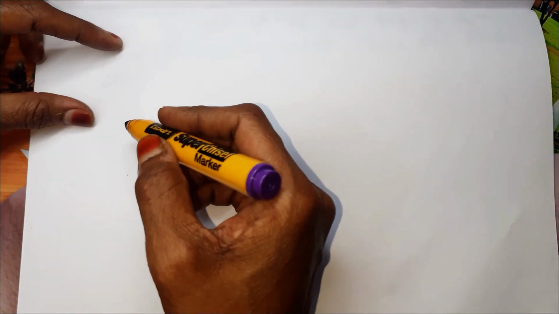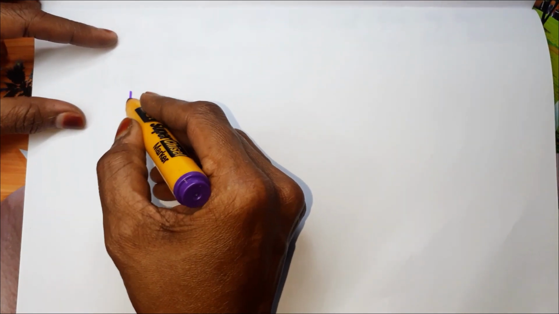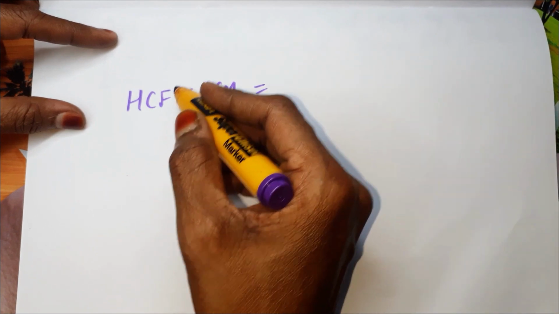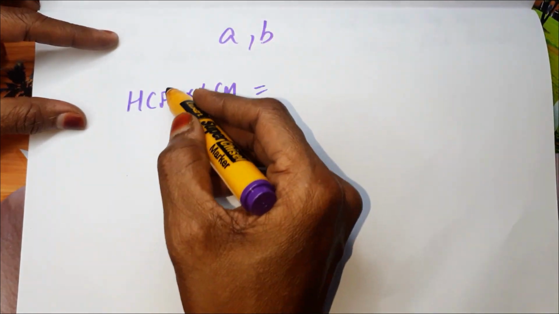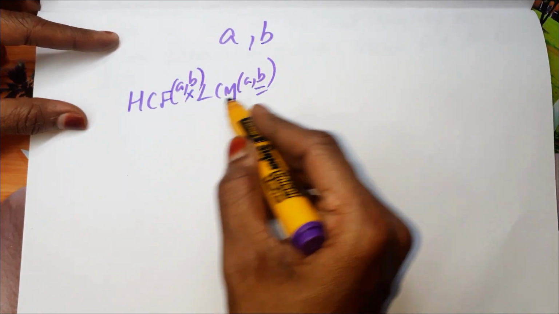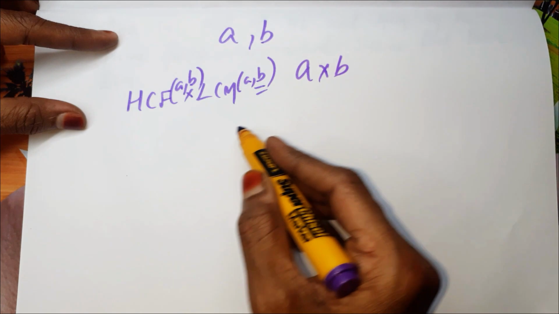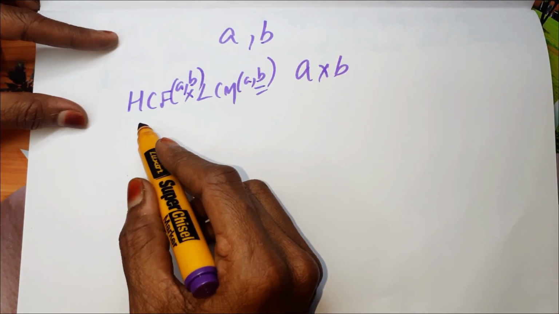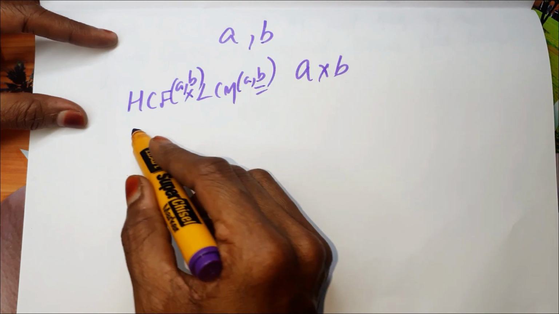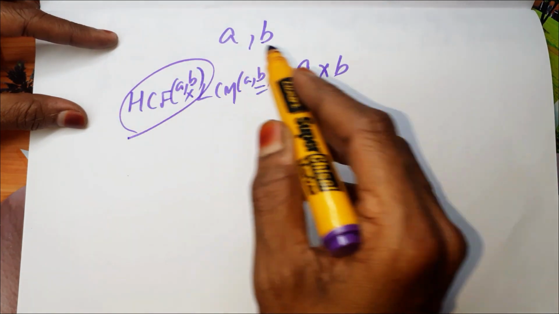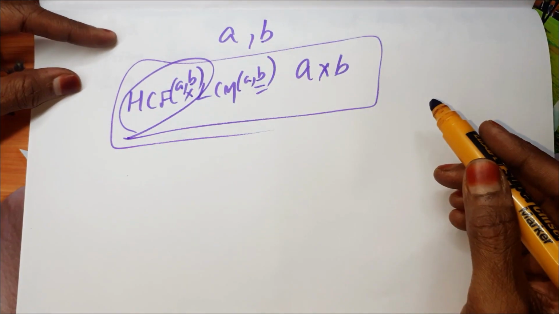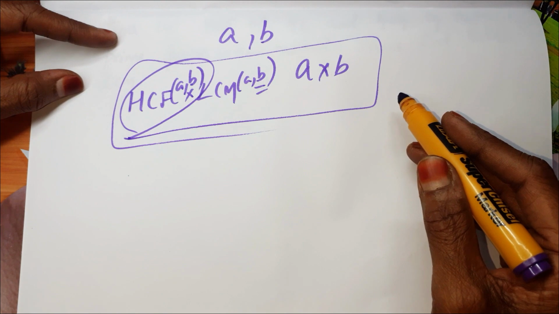So I repeat, what is the property we have? Product of HCF and LCM is equal to, for example, if the numbers are A and B, product of HCF of A and B and LCM of A and B is equal to the product of the numbers. So A into B is equal to HCF of A, B into LCM of A, B. So if one term is given, we can easily find the other using this property. So make a note of this property. Using this we can do problems.